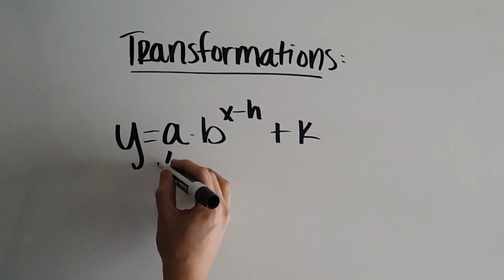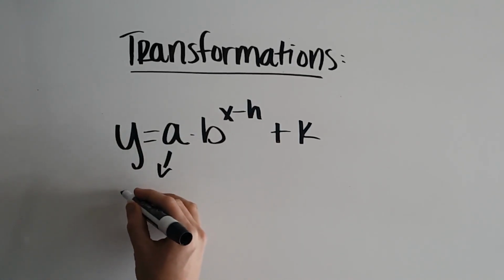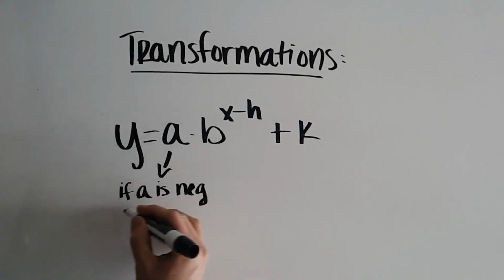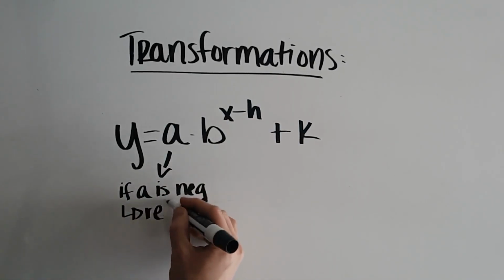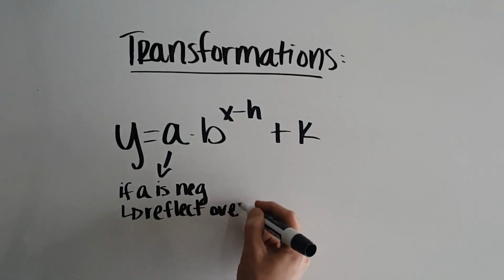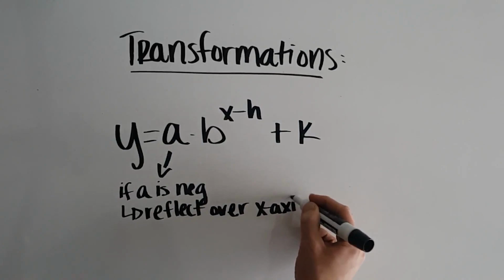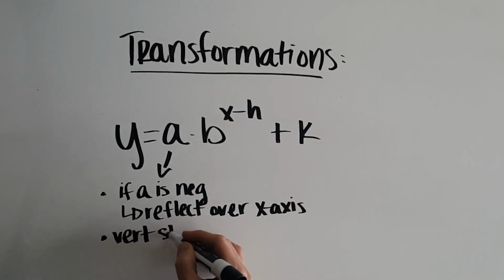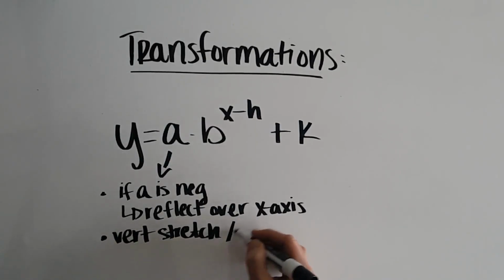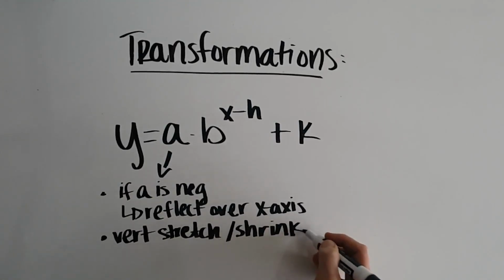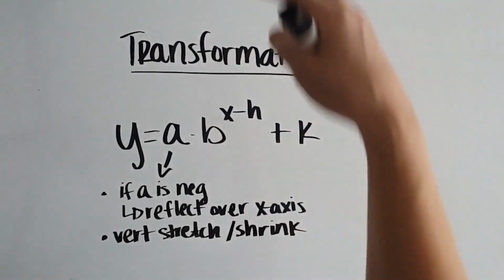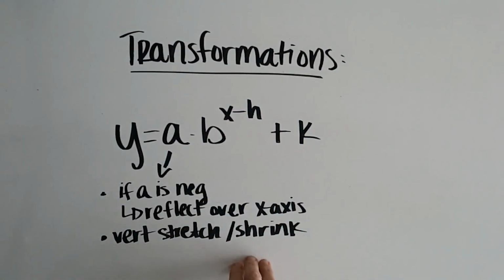So a has two jobs. If it's negative, it's going to reflect over the x-axis. It also has another job called a vertical stretch or shrink. And we're not going to talk too much about this, but know that it can make my graph taller, I guess is a way to say it, or shorter. It's basically like taking the top of the y-axis and the bottom and pulling it this way so that it stretches my graph. So that has two jobs, but really we're going to focus on this negative piece.